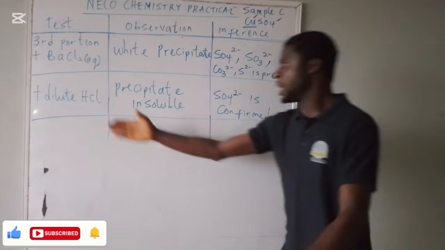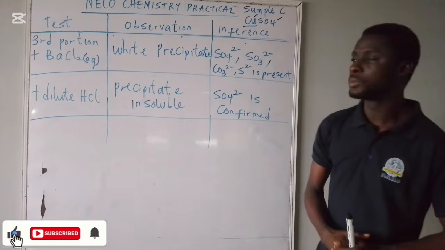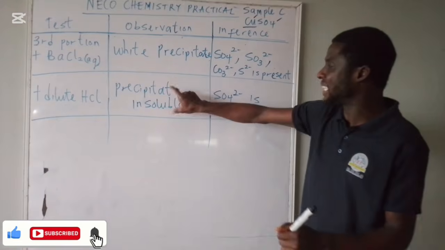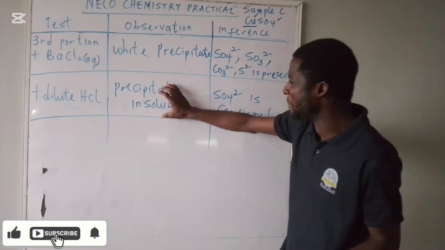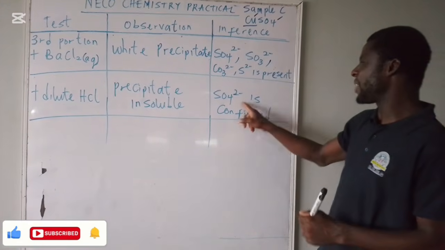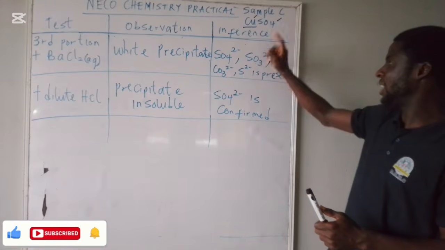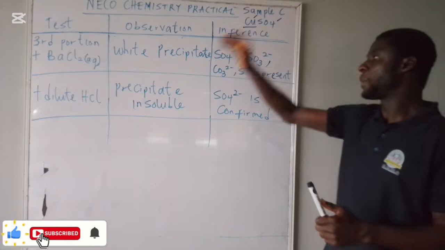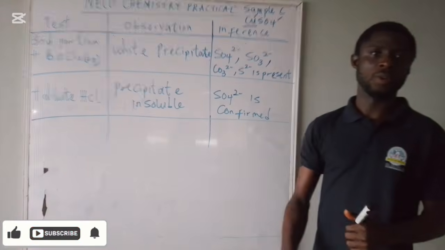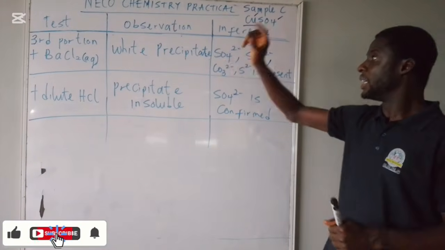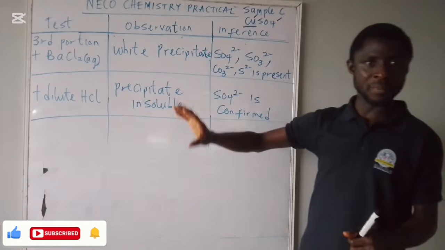So what do we do? We add dilute HCl. If the observation we get is that the white precipitate still remains insoluble, it is the sulfate ion that is present. Because if it's SO3 2 minus or CO3 2 minus that is present, the precipitate will dissolve. But if it's SO4 2 minus, the white precipitate will not dissolve, it will remain insoluble.